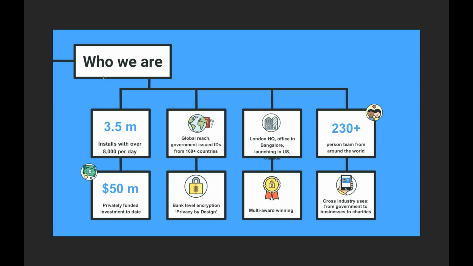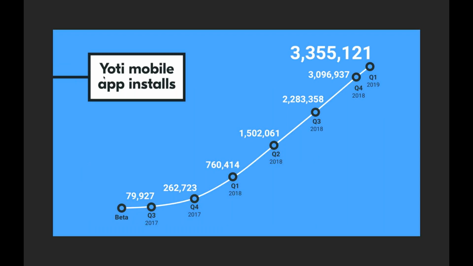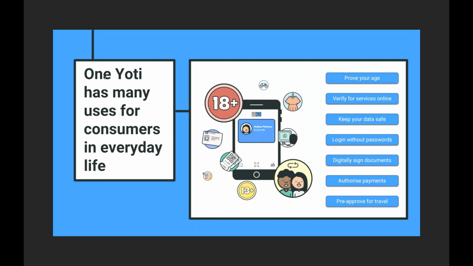And we have some very, very interesting use cases, everything from private companies to governments and increasingly charities. App installs have been increasingly on the rise, which is obviously very nice to see, approaching the 4 million mark now. And there's many different things that you can do with a Yoti digital identity, things like proving your age, verifying who you are for an online service.